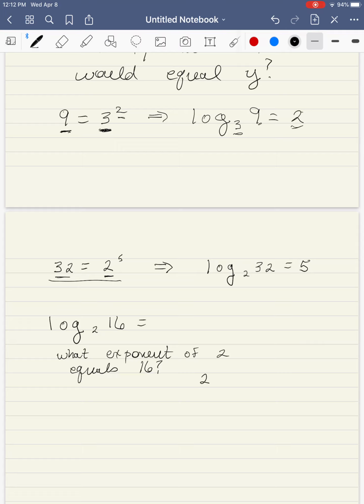And we see that 2 to the 4th power, 2 times 2 times 2 times 2, 4 times, is equal to 16. So the logarithm base 2 of 16 is equal to 4. So the whole logarithm is the exponent. Logarithms are exponents. Let's try a couple more here. I'm going to write several down, and then I want you to work them yourselves.